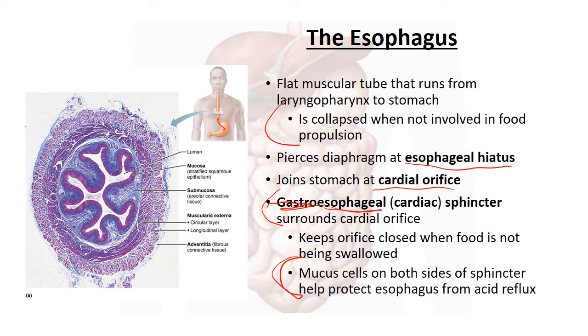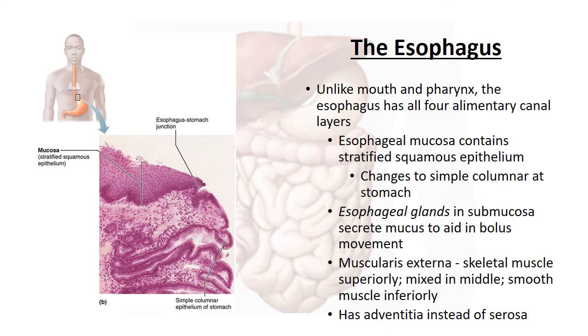Now, I do want to point out too, we do have mucus cells on both sides of that sphincter to help protect our esophagus from the acid reflux, but after a while, sometimes it doesn't seem to work quite as well, probably because we've eaten too much and the mucus is kind of... All right, so moving on.